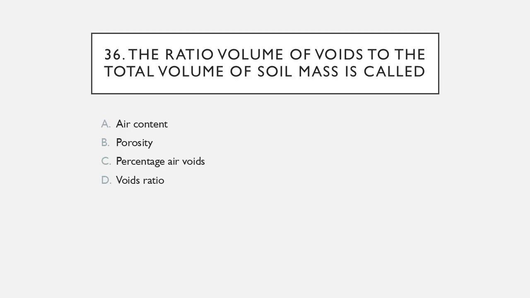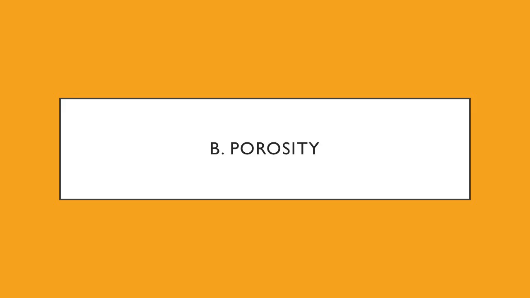36. The ratio of volume of voids to the total volume of soil mass is called A. Air content. B. Porosity. C. Percentage air voids. D. Voids ratio. B. Porosity.